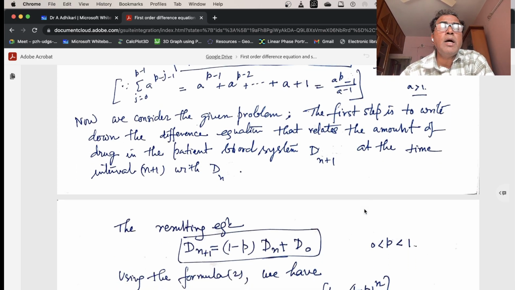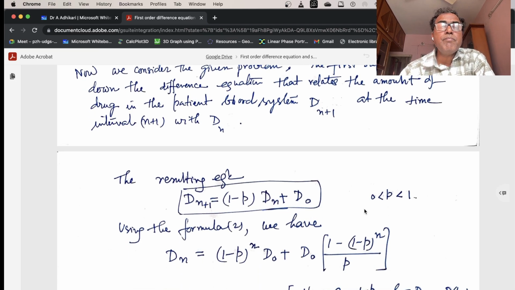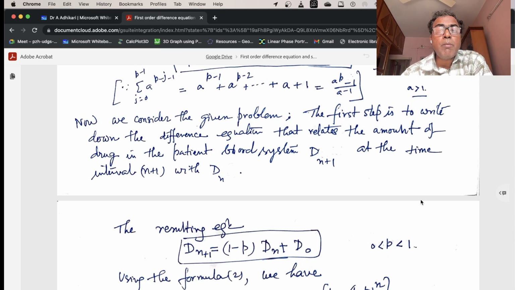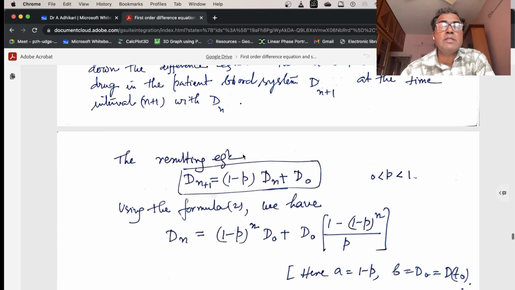The first step is to write down the difference equation that relates the amount of drug in the patient blood system D_{n+1} at the time interval n plus 1 with D_n. The resulting equation is D_{n+1} equal to (1 minus p) D_n plus d0, where 0 less than p less than 1. So we consider the first order non-homogeneous equation for our problem. So the resulting equation is this.